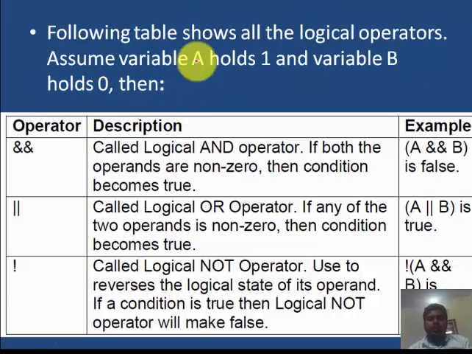This is an example of this. If the value of a is 1 and the value of b is 0, and if we are using AND, a and b will result in false because the value of b is 0. And if we are using OR, a or b is true because a is true. And what is the value of NOT of a and b? The value of a and b is false, and NOT of false is true. We will do programs, then you will have a better understanding of this.